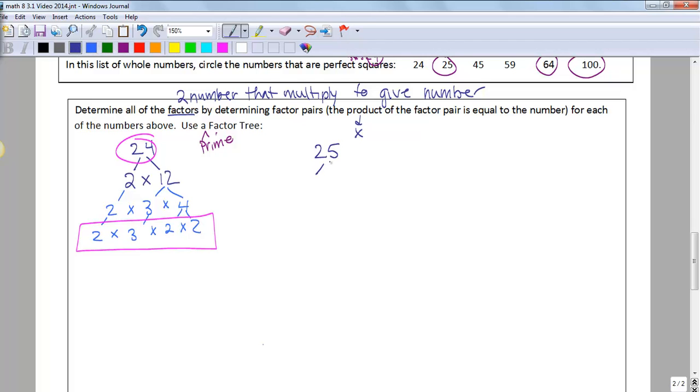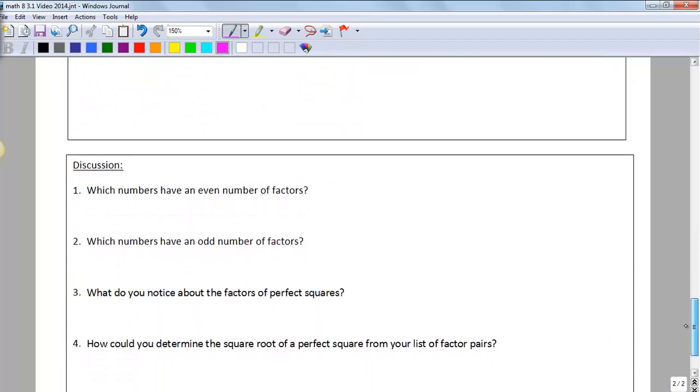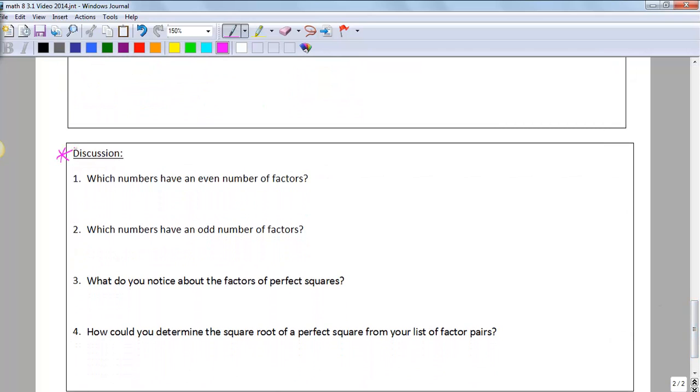Okay? Now let's do the 25 one. So 25, right, is 5 times 5. Guess what? Prime number. So I'm done. That was nice and short. Okay? So go through and do the other 4 that are remaining. There's a couple really good discussion questions at the end here.